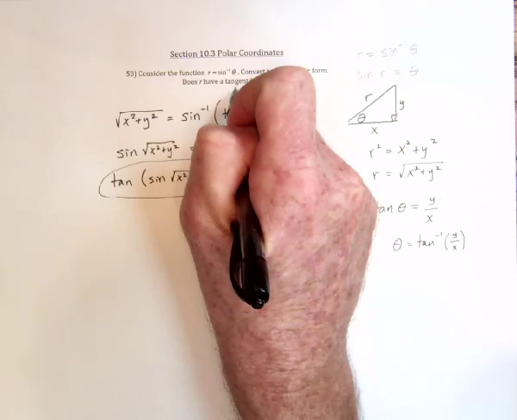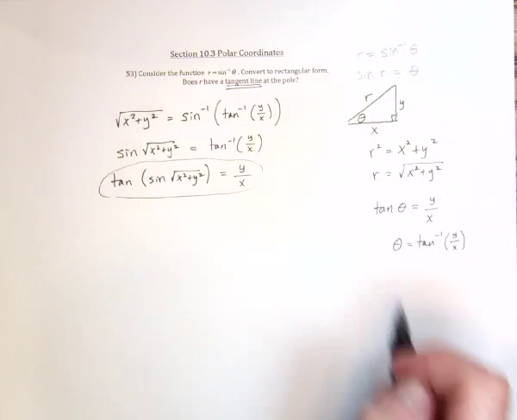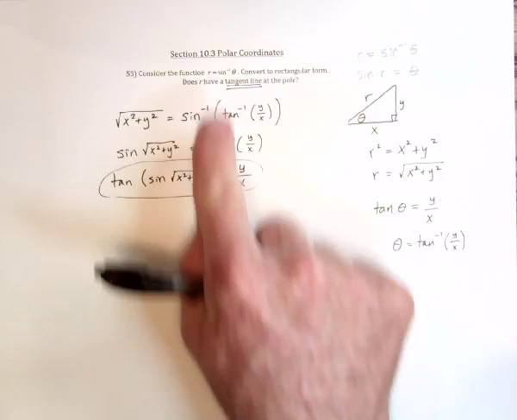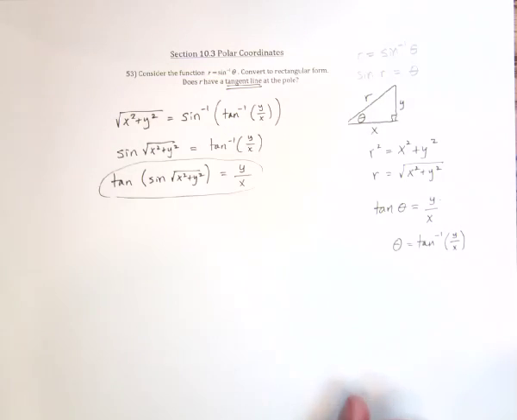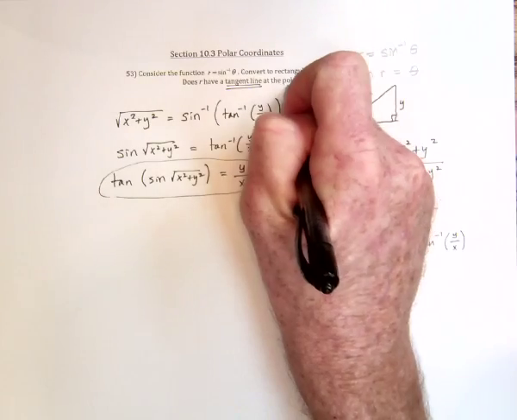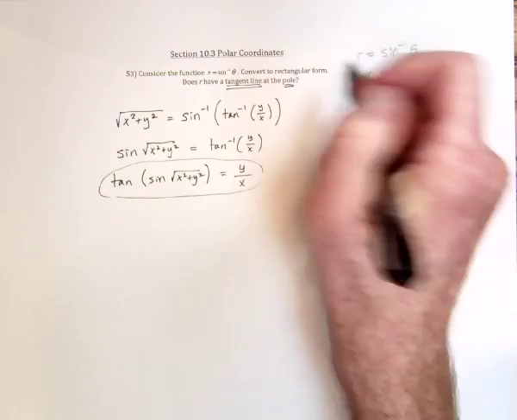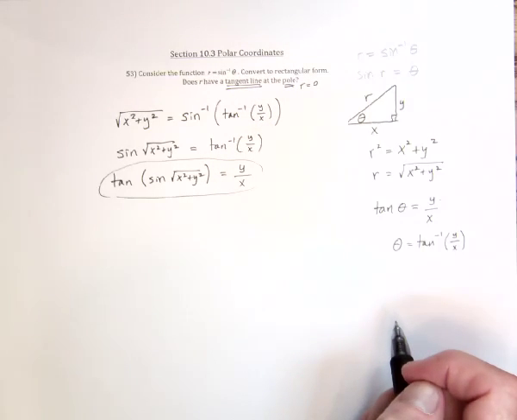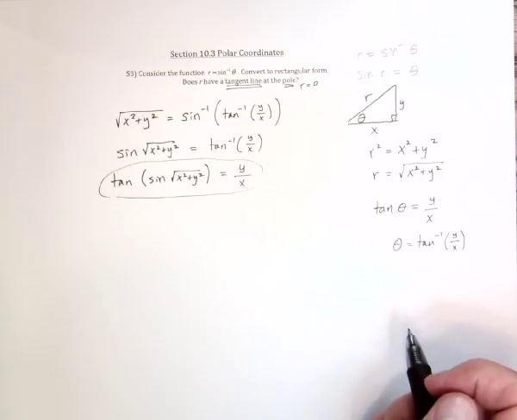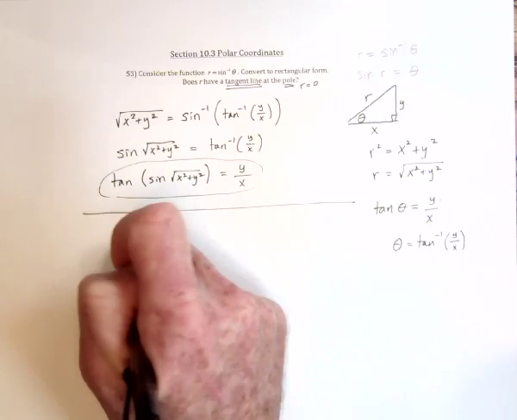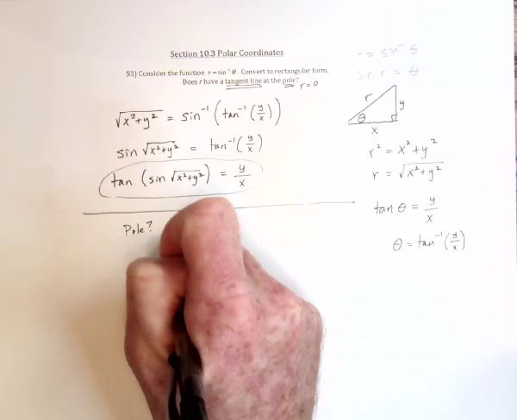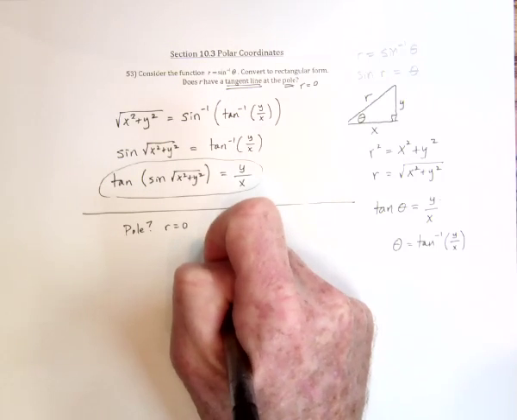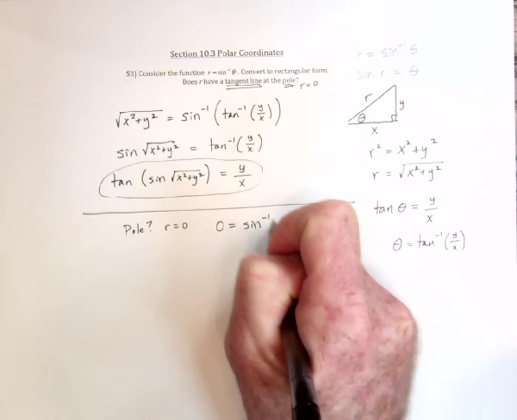Next, does it have a tangent line? So tangent line means you need dy/dx. The slope of the tangent line is not r prime, it's dy/dx. The pole means the origin. So if r equals 0, it's then going to be at the origin. So let's see. If r equals 0, we then just plug that in over here. It would say 0 equals sine inverse of theta.